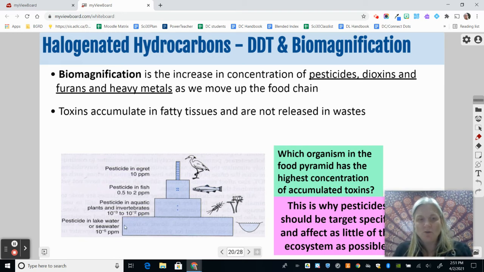So they build up. So the water might have a small level of pesticide like DDT, but then the invertebrates take that in and they build up, and then the fish in the next trophic level of the food chain eat those, and then it's the organisms at the top of the food chain that really build up the pesticide or the halogenated hydrocarbon in this case, and that's why it affects mostly the top predators here.